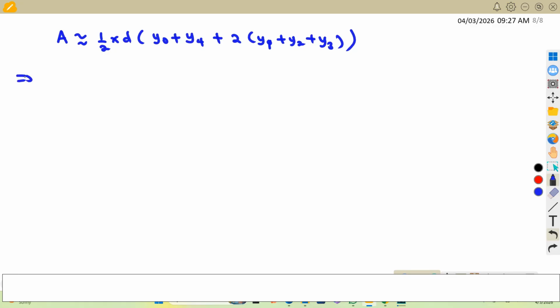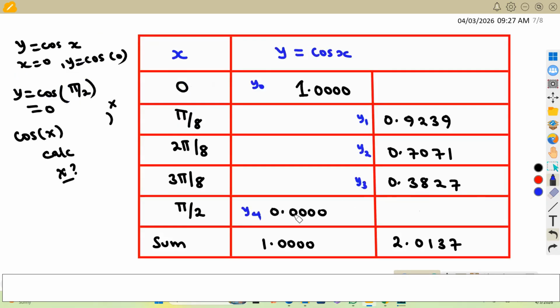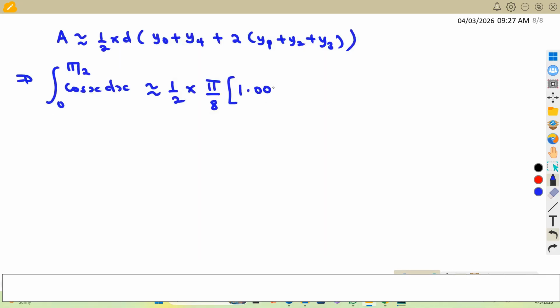So for our case, it implies that the integral from 0 to pi by 2 of cos of x dx will be approximately equal to a half times d. D is pi by 8, into y0 plus y4. We have got the value here, which is 1. Then plus 2 times this value. So this is 1.0000. As I said, even if you leave it as 1, it is okay. Then 2 times the value there is 2.0137. So simplify that and get the answer.